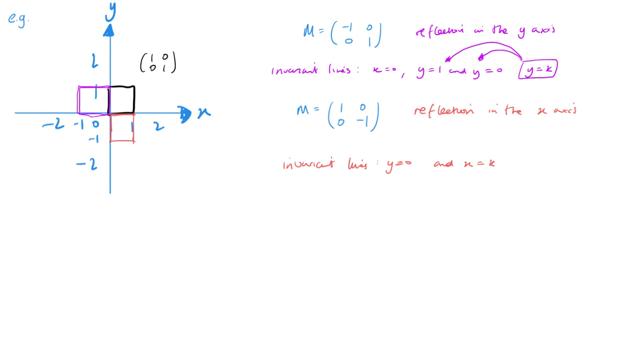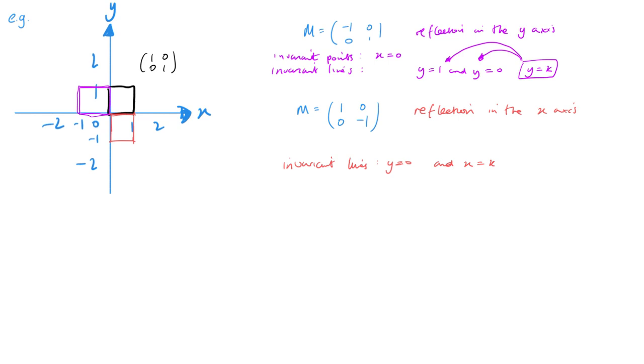Oh, sorry. I kind of made a little bit of a mistake just in terms of how I've described these. So I'm going to do a little bit of rubbing out. So the invariant lines are y equals k. Invariant points are on the line x equals 0.